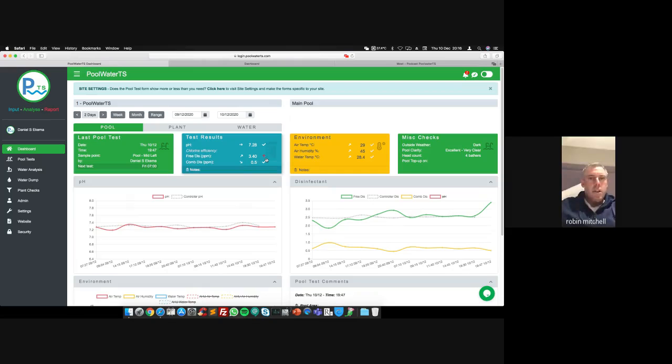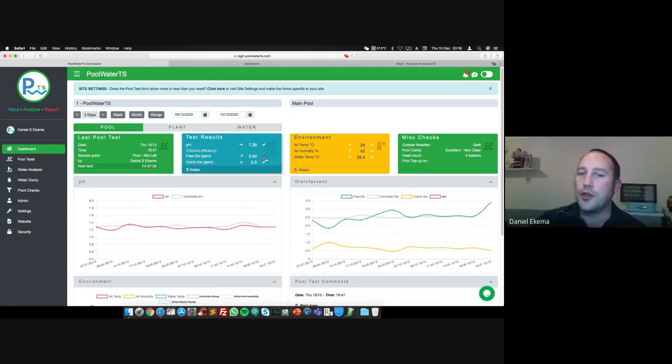Daniel, just see the data. Is it the data that's going into the spreadsheet? Is that going in automatically from the PoolwaterTS kit? No, this is all based on manual entry using a tablet, phone, or desktop computer.